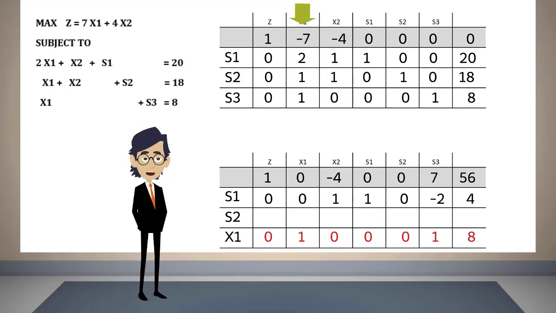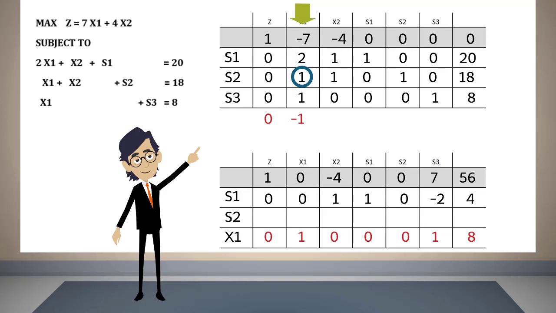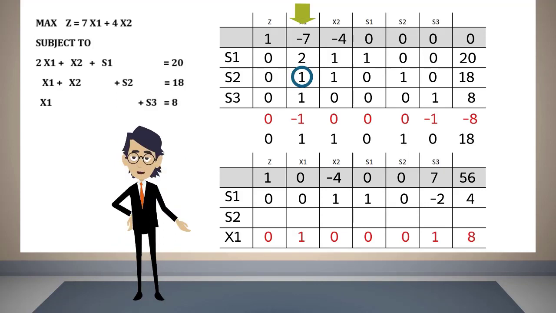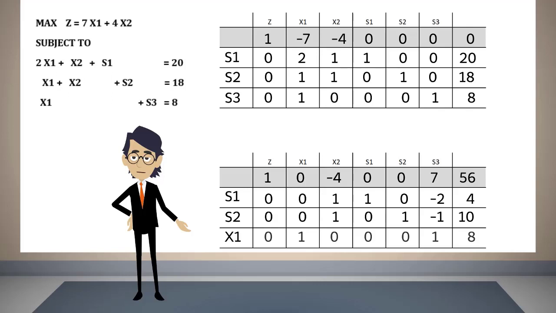We are almost done filling the second table. All that remains to be done is to transform into 0 the one that appears in the S2 row. We multiply by -1 the pivot row. Now we add it to the S2 row. And the result is placed in the new S2 row. Now the second table is complete.